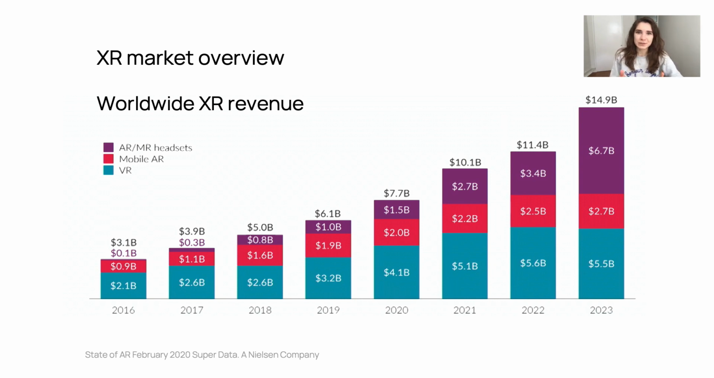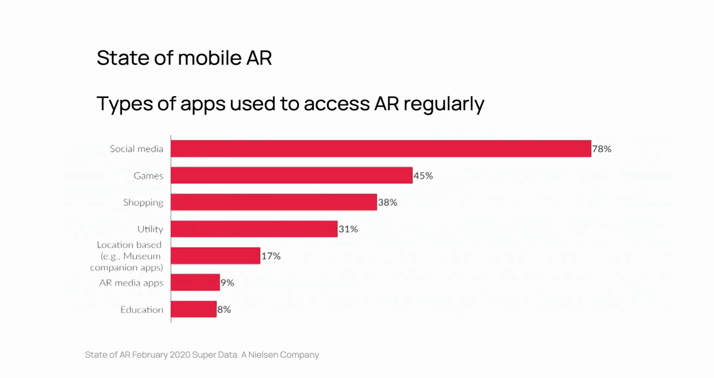So when developing your strategy or choosing a correct medium, think about the audience who are going to use this application. Do they have the resources? Do they have the devices? But hopefully everything will be as written on this graph, and we will see increased revenue and increased use as well. And when we talk about mobile augmented reality, just look at these types of AR applications that are used to access augmented reality on a regular basis.